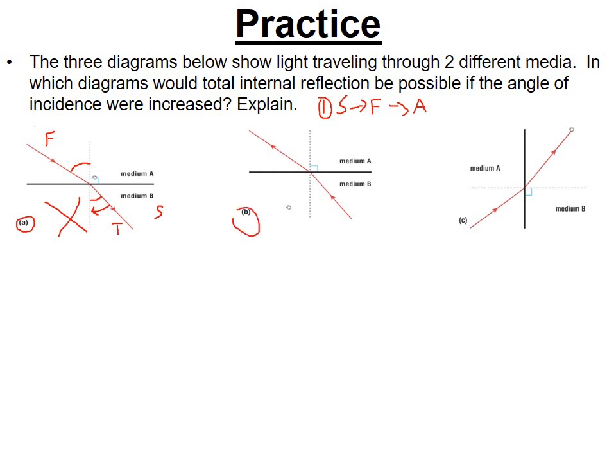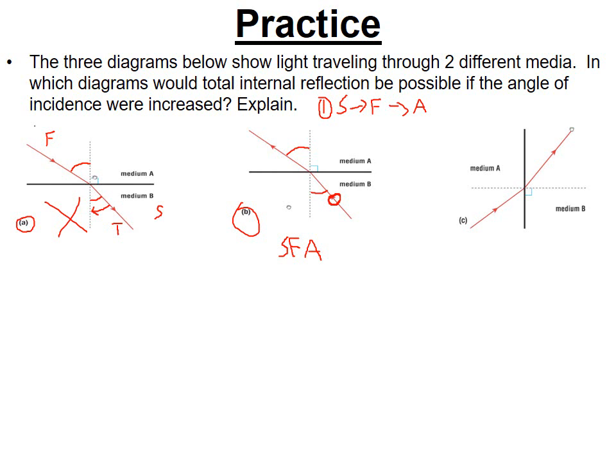Let's take a look at B. Here's our angle of incidence. So make sure you look at these arrows because they tell you what your incident ray is and what your refracted ray is. Here's our angle of refraction. As you can see, the angle of refraction is larger than the angle of incidence, which means we're moving away from the normal. So in this condition here, we are going from a slow to fast medium to move away from the normal.